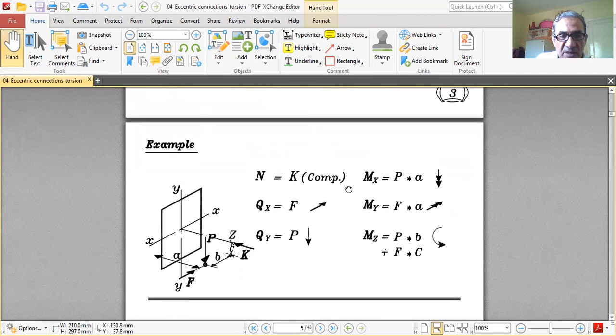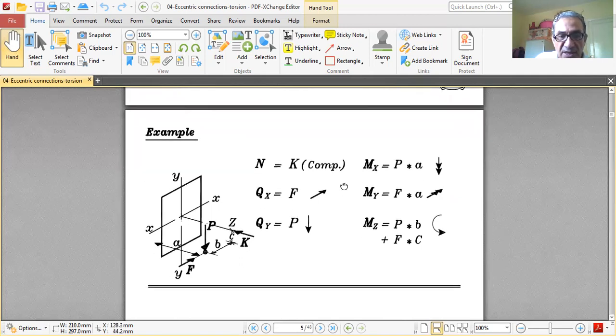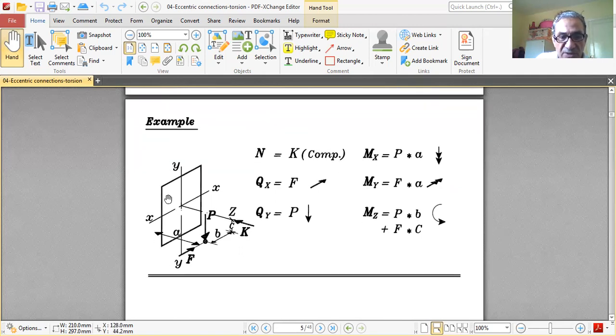Okay, another example. What are the straining actions of this section? We have this section X and Y. We have the load P at a distance A from the surface, or distance A from X, distance B from Z, and distance C down from Y.